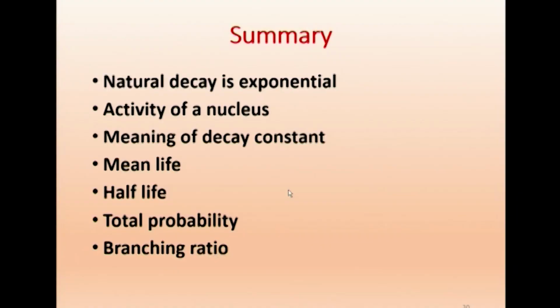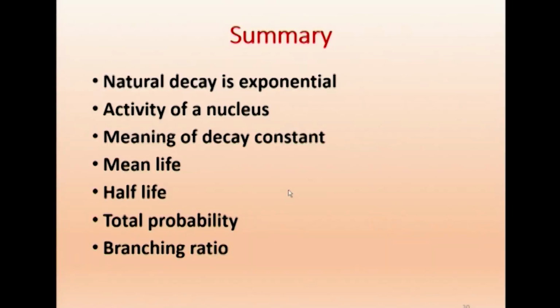We have seen, and for us to understand the nature, we spoke about hair growth or the healing of a wound, all of them are exponential. And what is the activity of a nucleus? We said dN by dt is the activity of a nucleus. And what is the meaning of decay constant? Decay constant is nothing but the probability of decay per second. Mean life is the probable life it can live, and half-life is the time required to make the nuclei half in number.